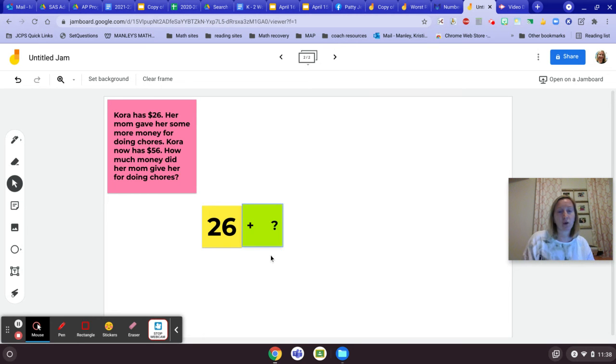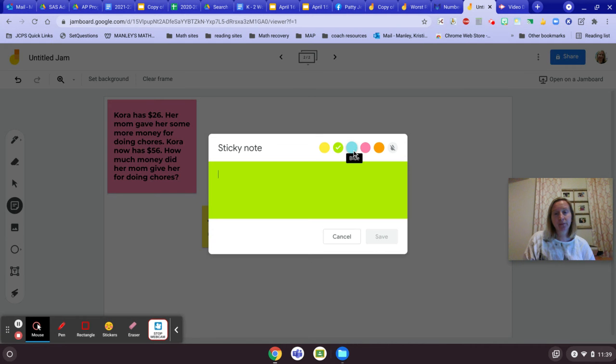Let's go back to the story. Cora has 26. That's what we started with. Her mom gave her some more money for doing chores. That's the green sticky note. We know that gave something. Cora now has 56. So now we know what she's ending with, right? So let's put that in our sticky note. So we know that at the end of the story, she has 56. So let's look at that.